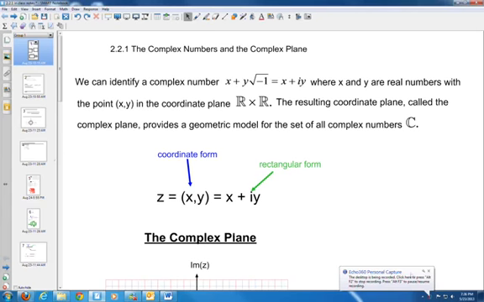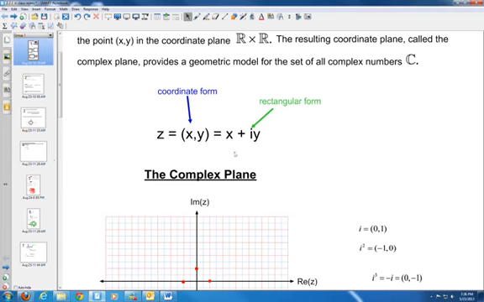Today I want to talk to you briefly about section 2.2.1, which is the complex numbers and the complex plane. Of course, we can identify any complex number as x plus iy, where x and y are real numbers. We also can identify that with a point (x, y) in the coordinate plane R cross R. Once we do that, we call that new plane the complex plane, and it provides us with a geometric way of representing all the complex numbers.